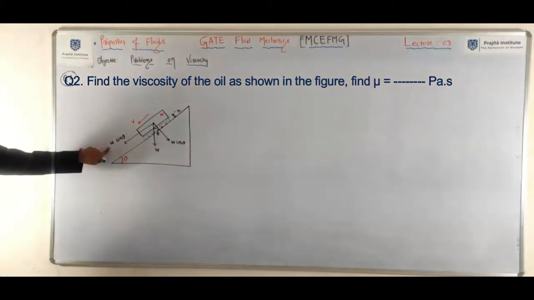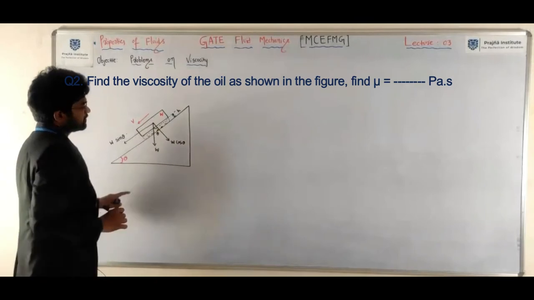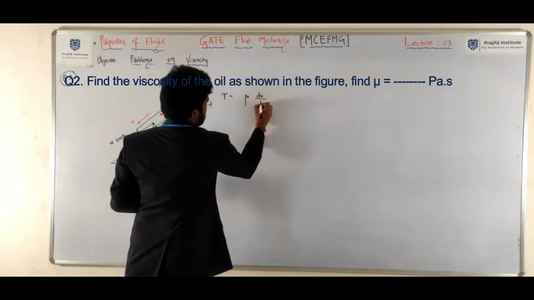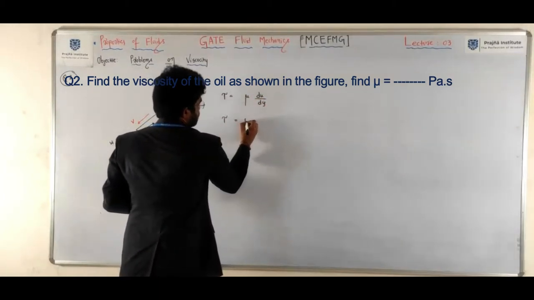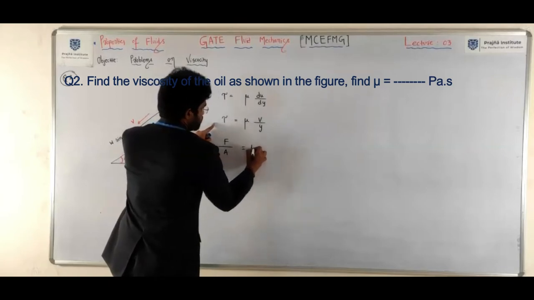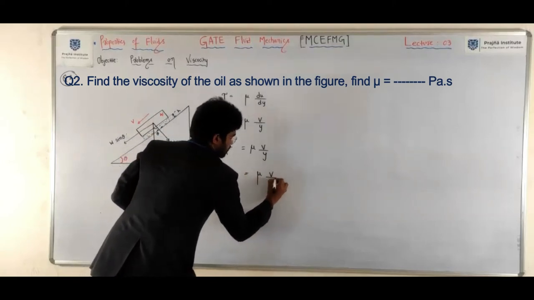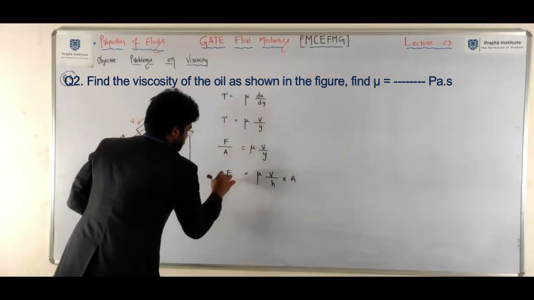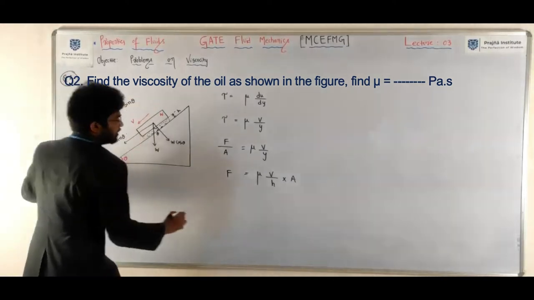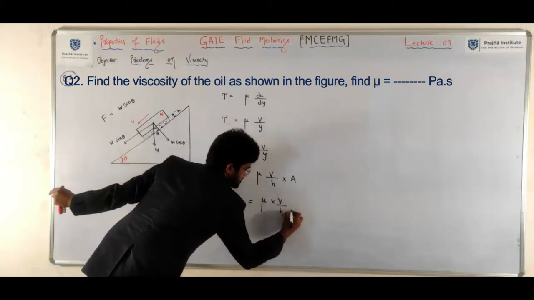Here W sin theta is acting as a shear force. Now your area of cross section is A. Okay. Now see here, tau equals mu into du by dy. Tau equals mu into V by y. Here F by A equals mu into V by y. Here F is equal to mu into V by H into A. Here F is the shear force, equal to W sin theta. So W sin theta equals mu into V by H into A.